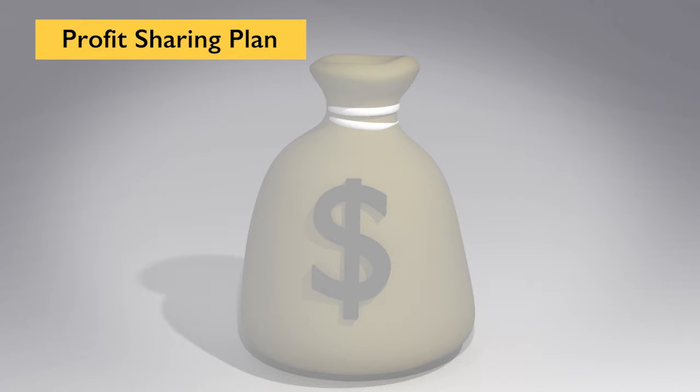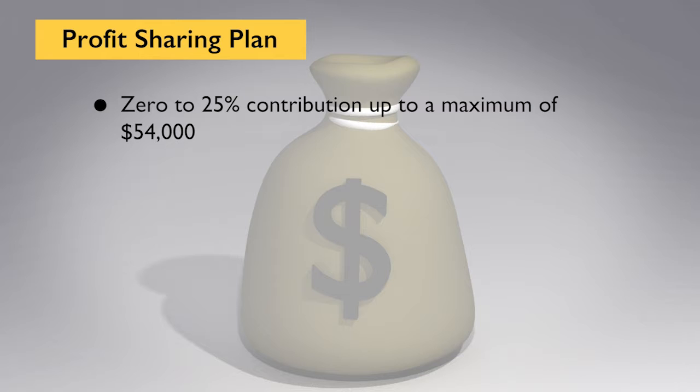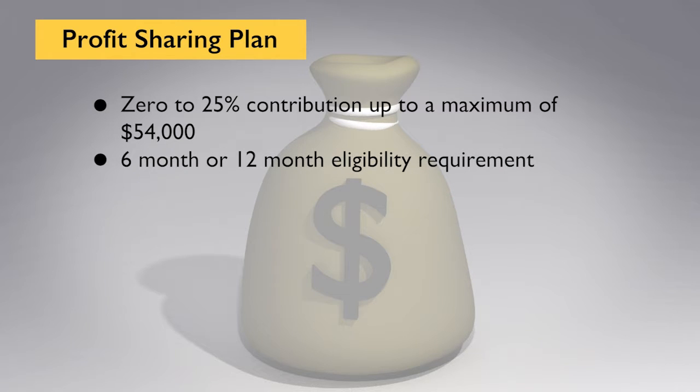The profit sharing plan is your most basic tax qualified plan. Like the SEP IRA, you are able to contribute up to 25% of your earned income to a maximum of $54,000. The term profit sharing is a misnomer. It does not necessarily mean the employees are sharing in the profits of the firm. The employer can establish eligibility requirements.